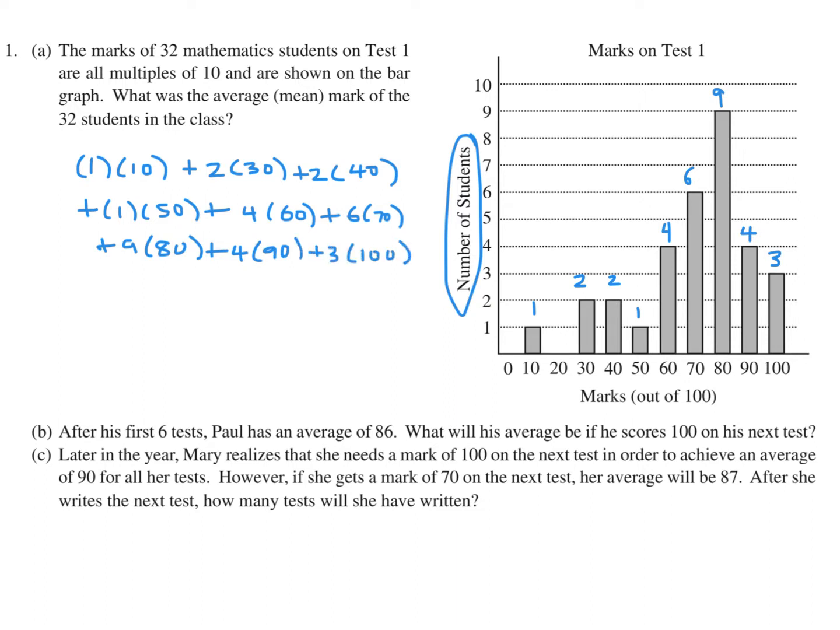And then, of course, we have to divide by 32 because that's how many students are in the class. So you crunch out these numbers. I'll let you do it. When you do, it comes to 2240 over 32, and that is exactly 70.